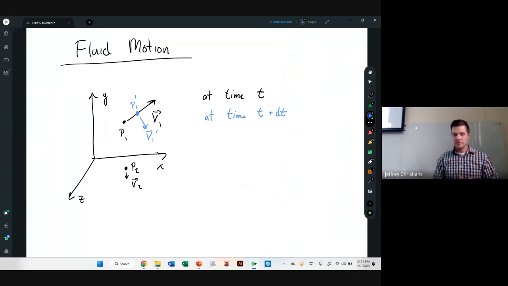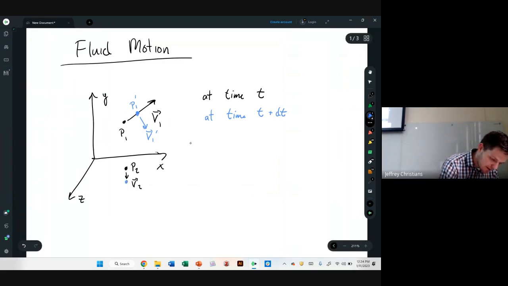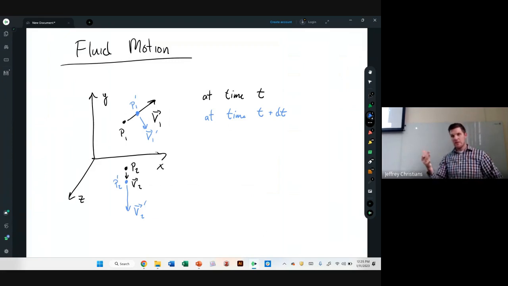Now it's going in a different direction. P2, let's say this is P2 prime. Now it's sped up a lot, and it's going faster. So velocity fields are going to be complicated. Every particle will have its own separate velocity. That velocity is changing with time. It also could be changing with position.